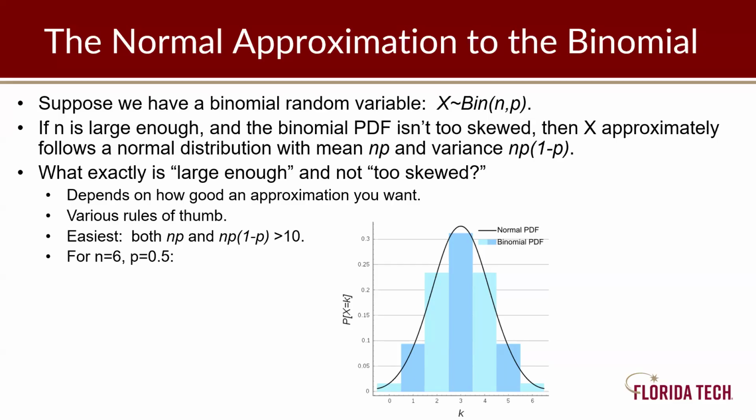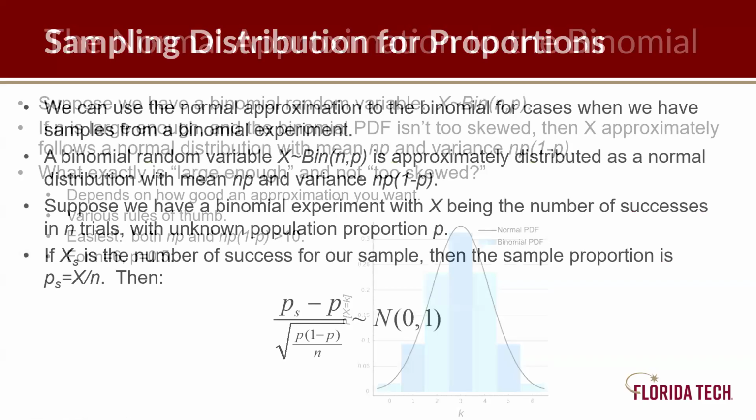But even when those conditions aren't met, such as n equals 6, p equals 0.5, right, then np is 3. You notice that it's still not that bad, right? Here's the normal PDF. Here's the binomial. It's not horrible.